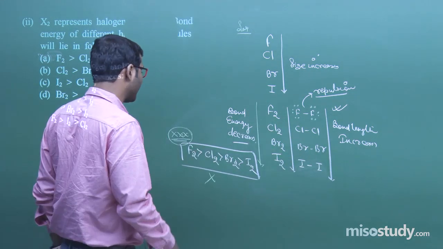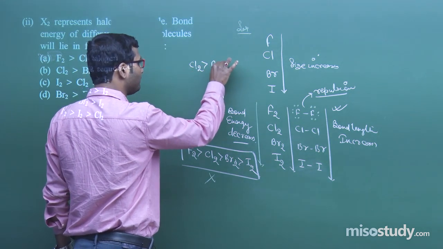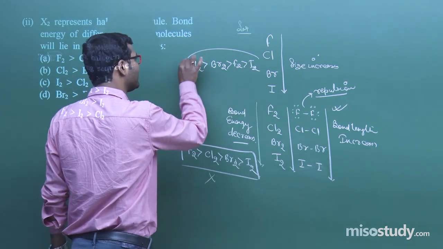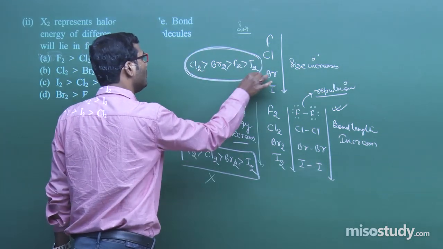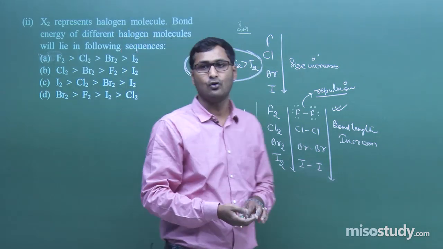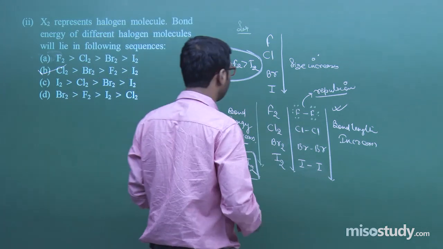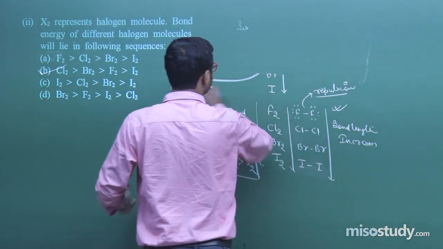So in this case, exception: fluorine will have less bond energy than chlorine and bromine. What is the actual order? Cl2, then Br2, then F2, then I2. This is the correct order, my friend. Again, I am repeating, Cl2, Br2, F2 and I2. Now I am going to rub this part and let's move to the next question.